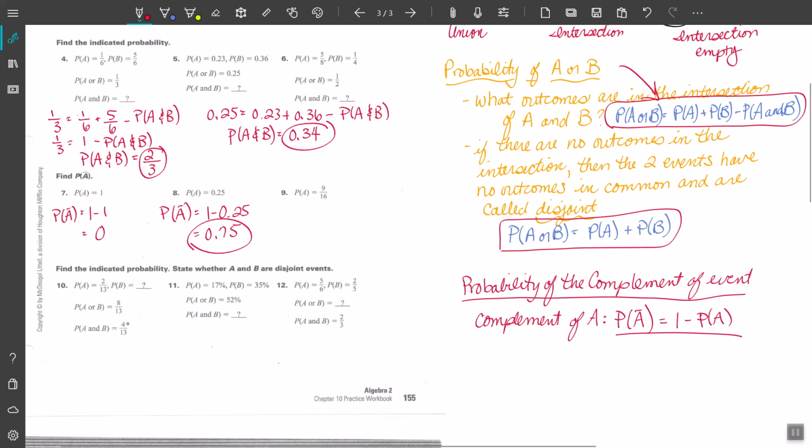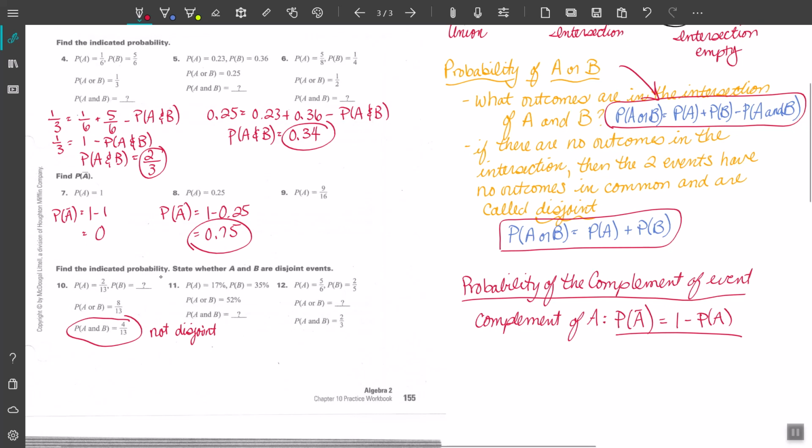We can look right here. They've given us the probability of A and B at 4/13, 4 out of 13. And so these are definitely not disjoint events. They have a probability of some of their outcomes occurring together. So these are not disjoint.